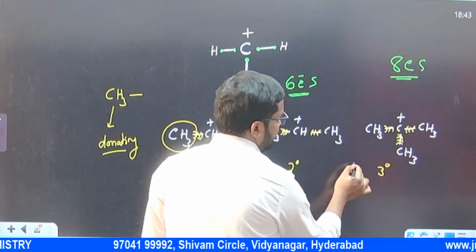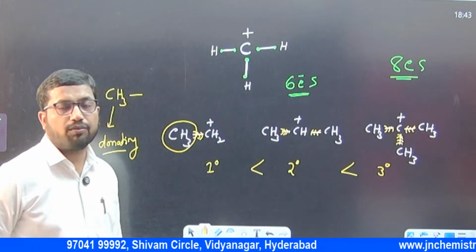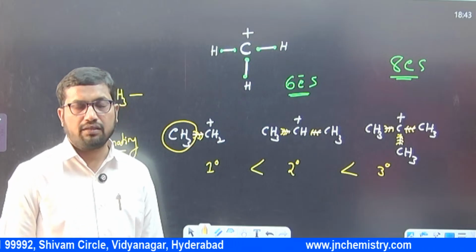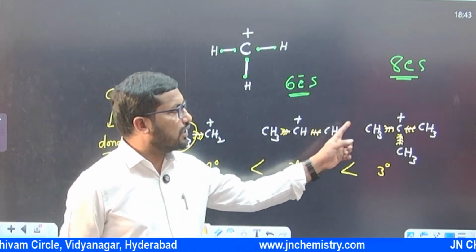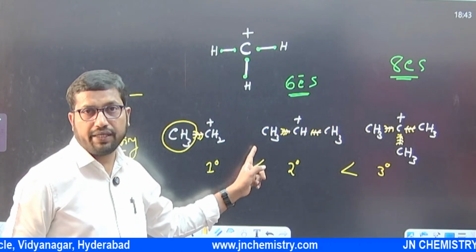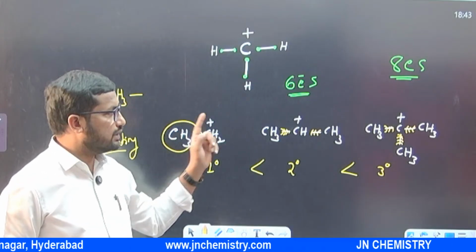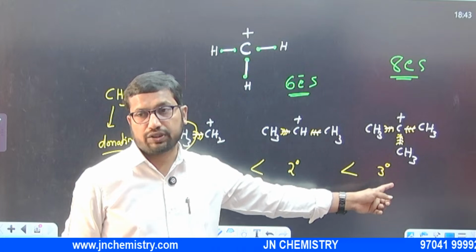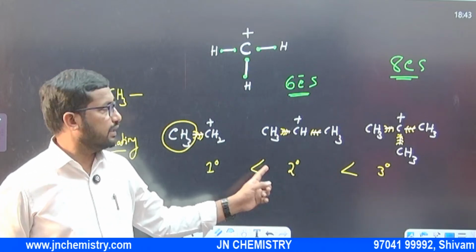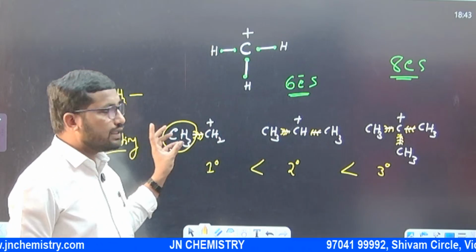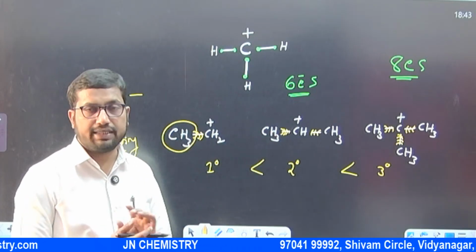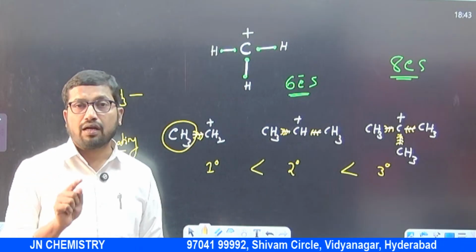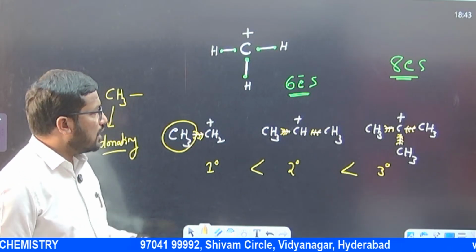Simply 3 degree. Why is the 3 degree carbocation more stable? Because it needs electrons, and here 3 groups are donating, in the other case 2 are donating, and in the last only 1 is donating. That's the reason. So the 3 degree or tertiary carbocation is more stable than 2 degree, which is more stable than 1 degree. I'll discuss what donating groups and withdrawing groups are in the inductive effect. For now, I'm just speaking about carbocation.